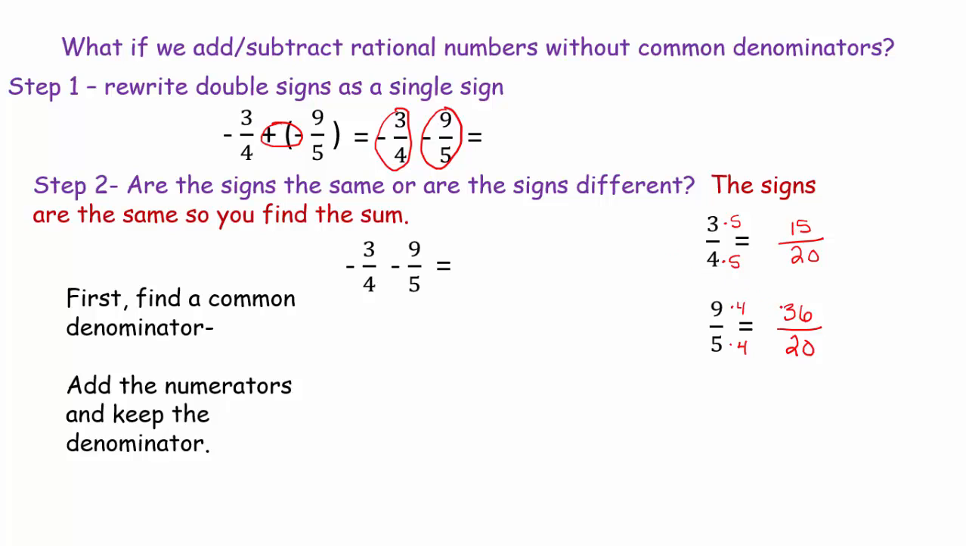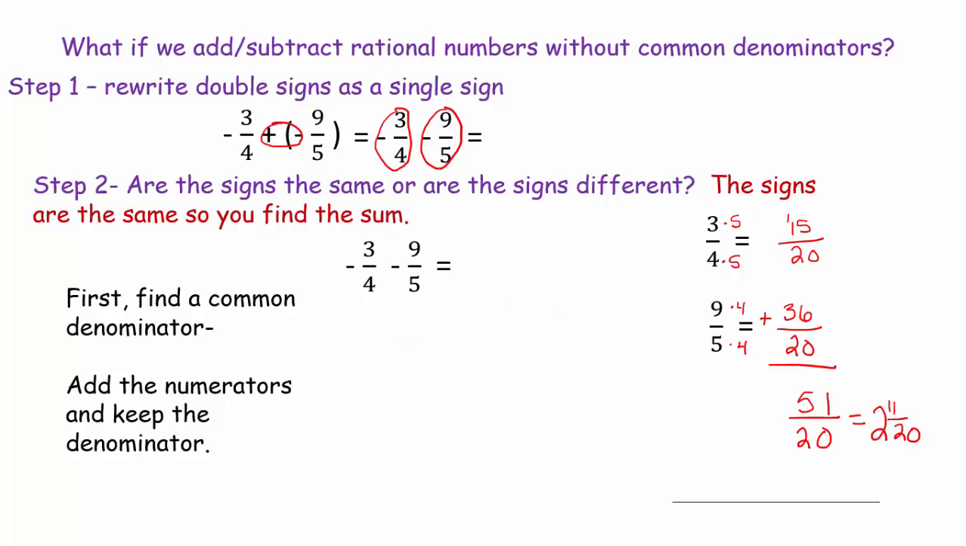Signs are the same, so we're going to go ahead and find the sum. I keep my denominator of 20. 15 and 36. 5 and 6 is 11. 3, 4, 5. That's 51 over 20. 20 goes into 51 twice. That would be 40. How many left over? 11 20ths. So the sum of those is 2 and 11 20ths.